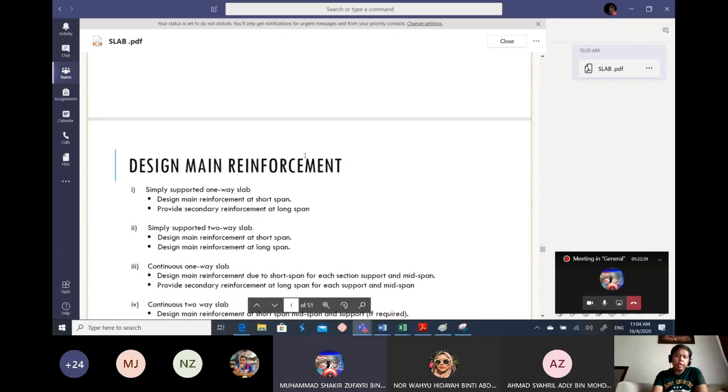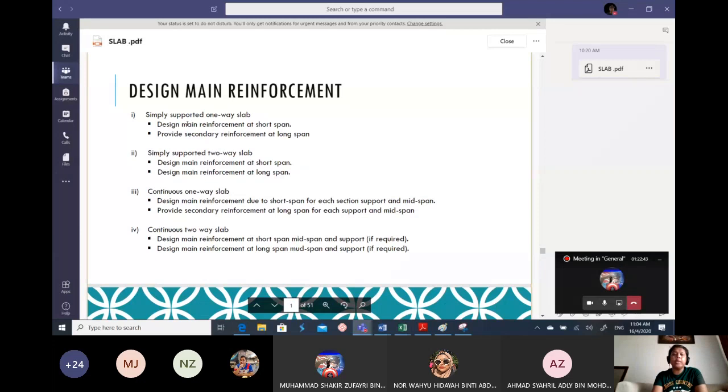So design reinforcement, I made a summary here. Simply supported one way, design reinforcement at short span only, provide secondary reinforcement at long span. So we will have a look on the example. Simply supported two-way slab, design reinforcement at short span, design reinforcement at long span. Means that we have to design at both, at LX and also LY. Untuk continuous one-way slab, we have to design reinforcement due to the short span for each section, support and mid span. Kita kena ada design dua-dua.